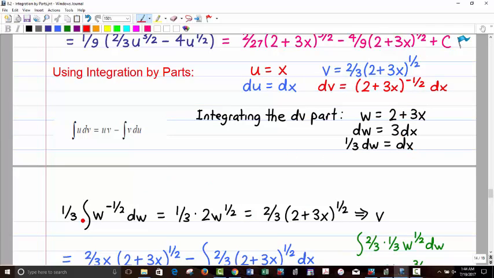So you just get a little substitution going. You have w to the negative 1/2, and 1/3 from right there. Power rule. So the v ends up being 2/3 (2 plus 3x) to the 1/2 right there. There's your v. So it's just a basic substitution integral to go from here to here.